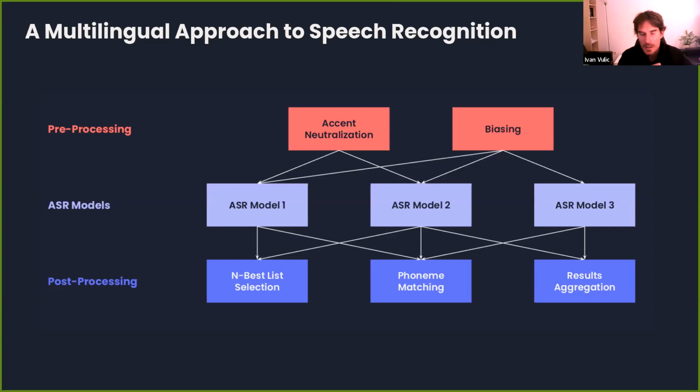And a good thing with ASR is also to maybe combine outputs from multiple different models and do plenty of post-processing steps, like learning using NBEST items from the NBEST list selection, do some phoneme matching, et cetera, et cetera. So there's a lot of things to cover only when we talk about multilingual ASR, and this is pretty important. But I'm not getting into details here because we don't have time for that. It's like another lecture again.